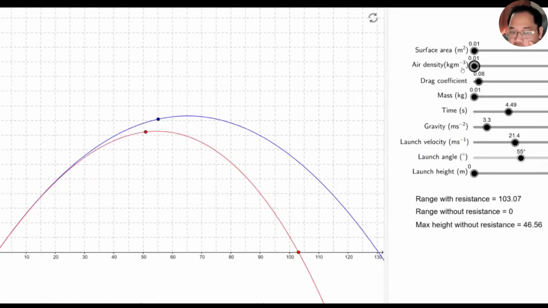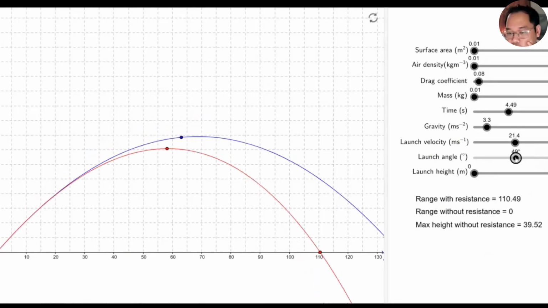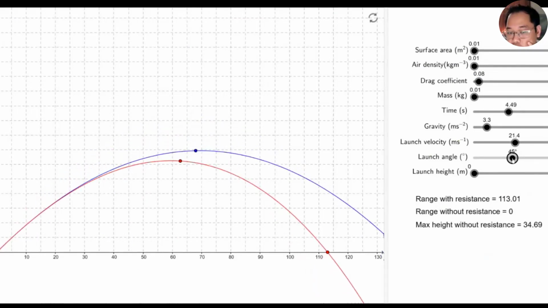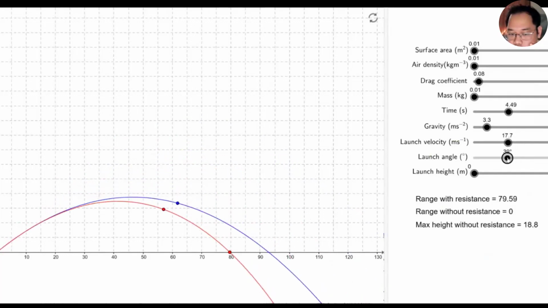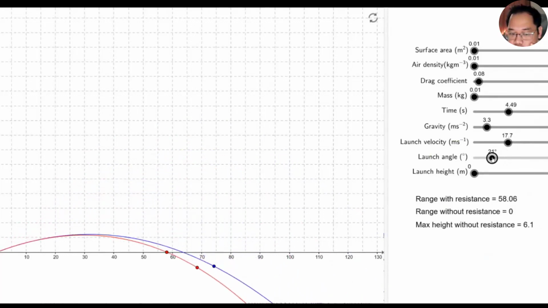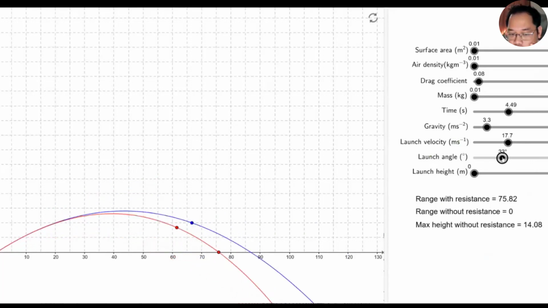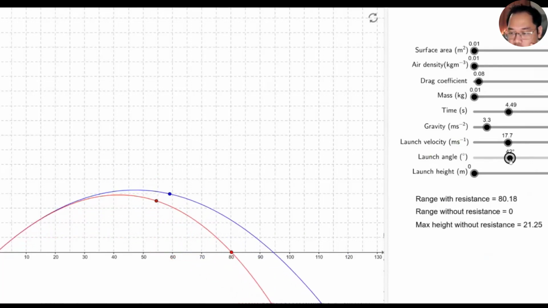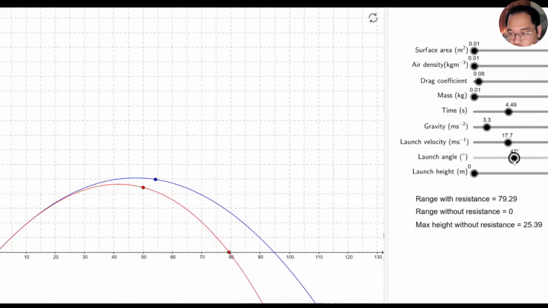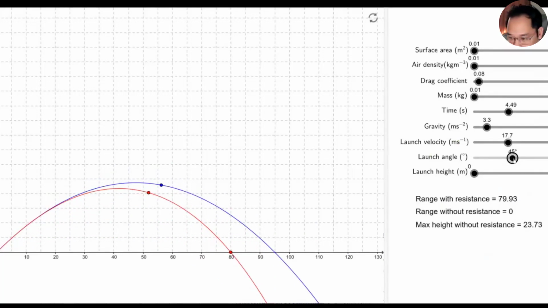Air density, remove it. I want to find here the angle. 45 degrees will be the maximum range. Note the red point here only. Launch velocity. So we can see that when reducing the angle, the range is shorter, and also when increasing the angle exceeding 45, the range is shorter. The range is maximum when the angle is 45 degrees.